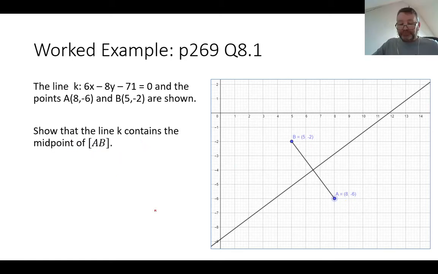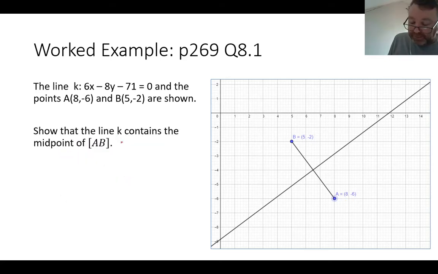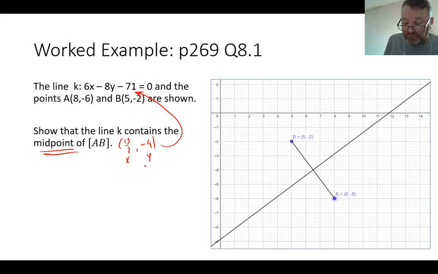Okay. Show that the line K contains the midpoint of AB. So now we've just found the midpoint as being 13 over 2, minus 4. Now we're being asked, does the midpoint belong to K? Well, the line K is 6x minus 8y minus 71 equals 0. So what we're going to do is take that point and put it into the equation of K. This one will go in for x, and this one will go in for y.